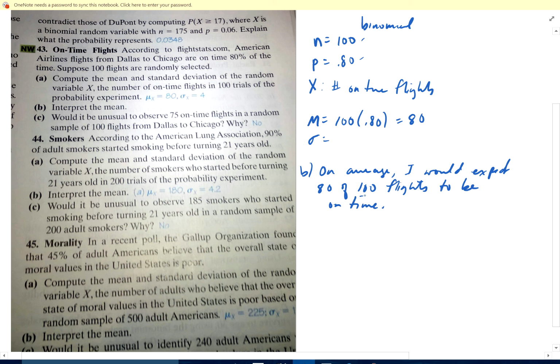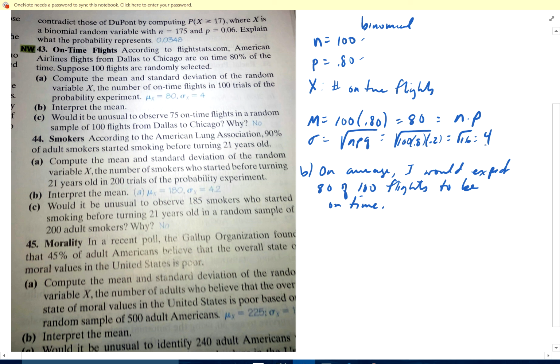Okay, now the formula for the mean is n times p, and the formula for standard deviation is the square root of npq. Square root of 100 times 0.8 times 0.2. Q is just failures, so that's 100 times 0.8 times 0.2 is 16, and the square root of that is 4.